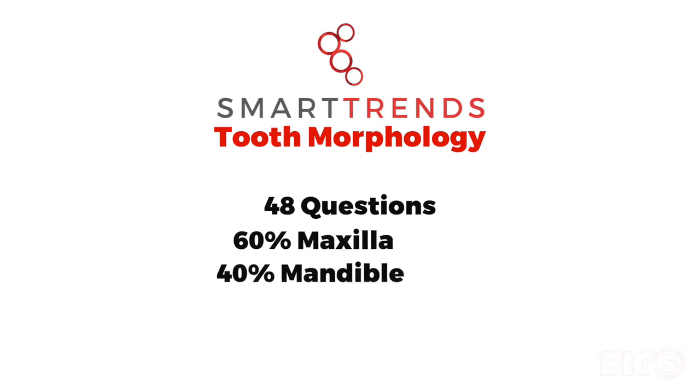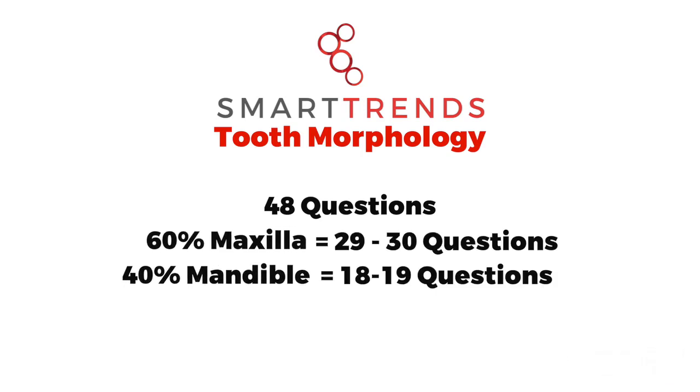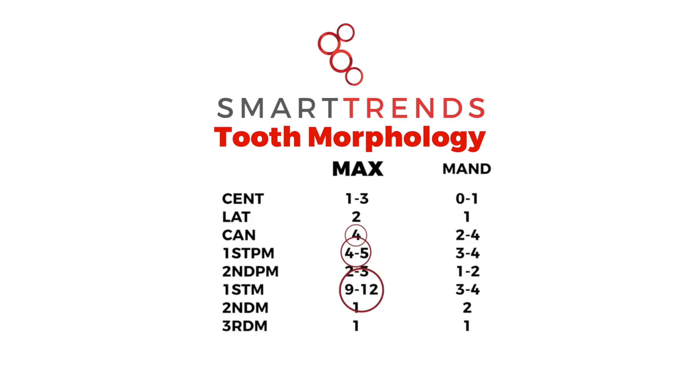So that means that you can expect to see 29 or 30 questions on the maxilla, and if you look down this list, you'll see a lot of teeth just have 1, 2, maybe 3 questions on them, but there's 3 in each arch that stand out. So if you look in the maxilla, the canine has 4, the first premolar has 4 or 5, but man, that maxillary first molar, that's the big one. It's got 6 to 8 questions just on that, plus we're going to see another 3 to 4 general maxillary molar questions. So you're going to see anywhere from 9 to 12 questions just on the one tooth. That's almost a quarter of your questions.